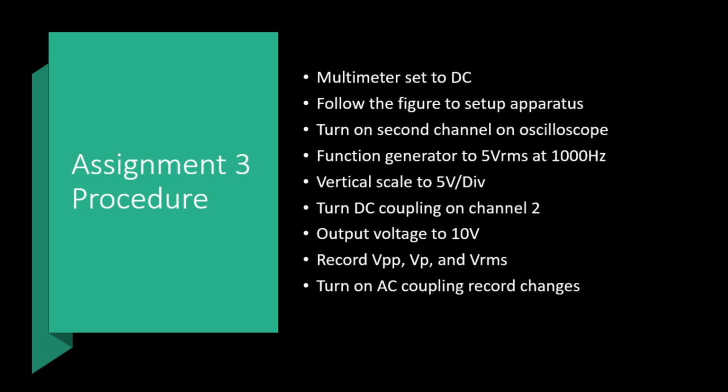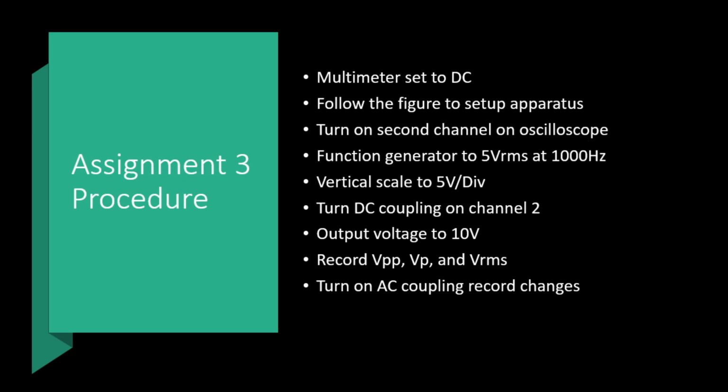Assignment 3, we set the multimeter to DC. Following the apparatus that was listed before the picture for assignment 3, turn on the second channel on the oscilloscope. Set the function generator to 5 volt RMS at 100 hertz. Set the vertical scale on the oscilloscope to 5 volts per division. Turn on the DC coupling on channel 2. Set the output voltage on the power supply to 10 volts. And then record the voltage peak to peak, voltage peak, and voltage RMS.